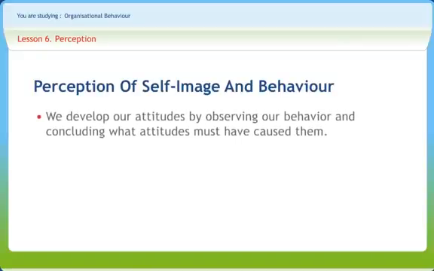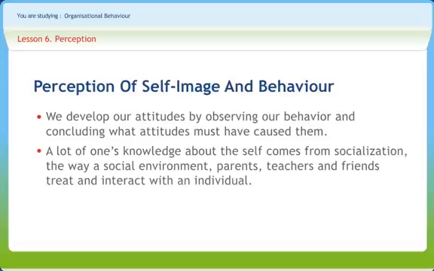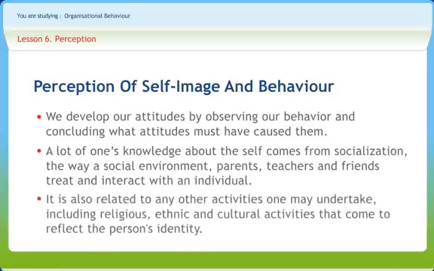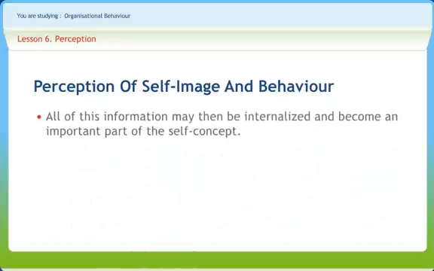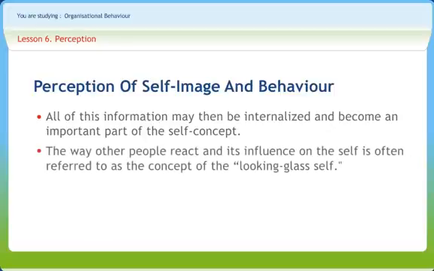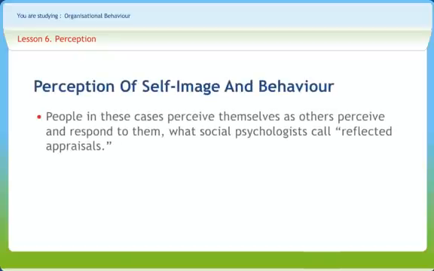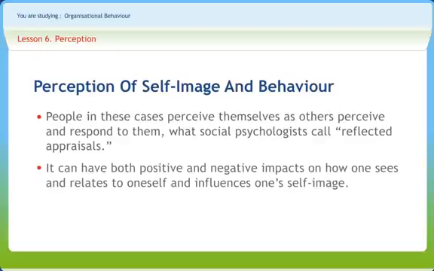We develop our attitudes by observing our behavior and concluding what attitude must have caused them. However, it is also related to any other activities one may undertake, including religious, ethnic, and cultural activities. All of this information may then be internalized and become an important part of self-concept. The way other people react and its influence on the self is often referred to as the concept of the looking glass self. People in these cases perceive themselves as others perceive and respond to them, what social psychologists call reflected appraisal. It can have both positive and negative impact on how one sees and relates to oneself and influences one's self-image.